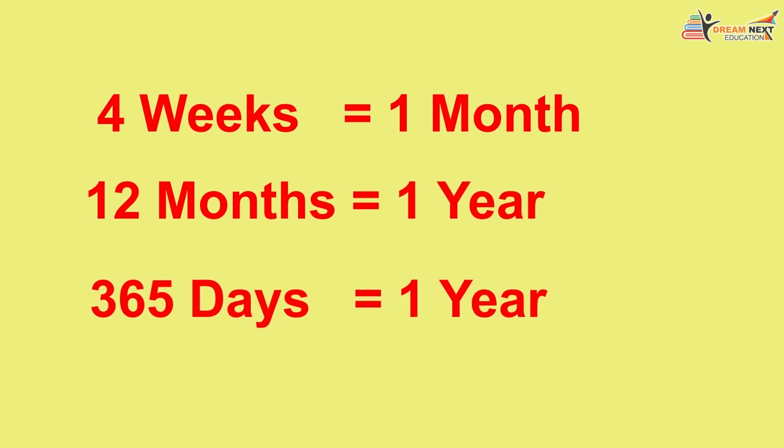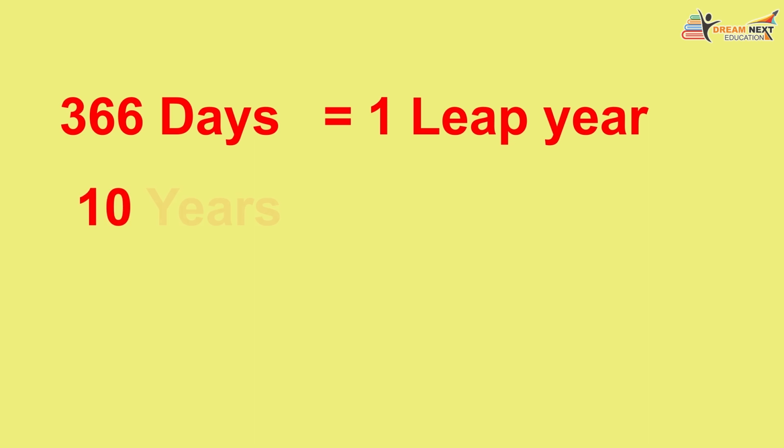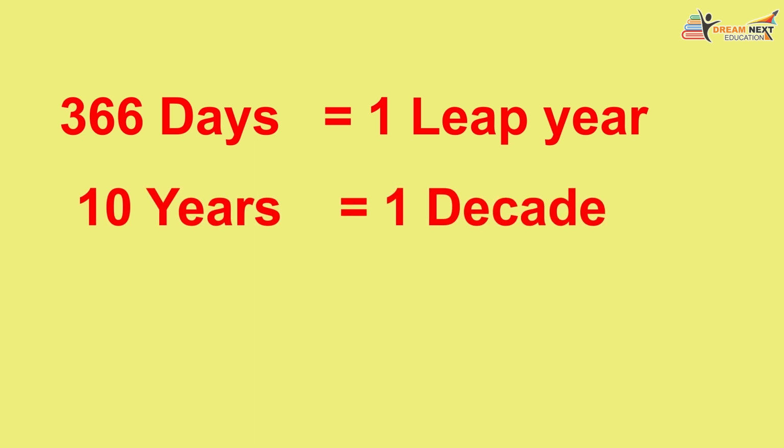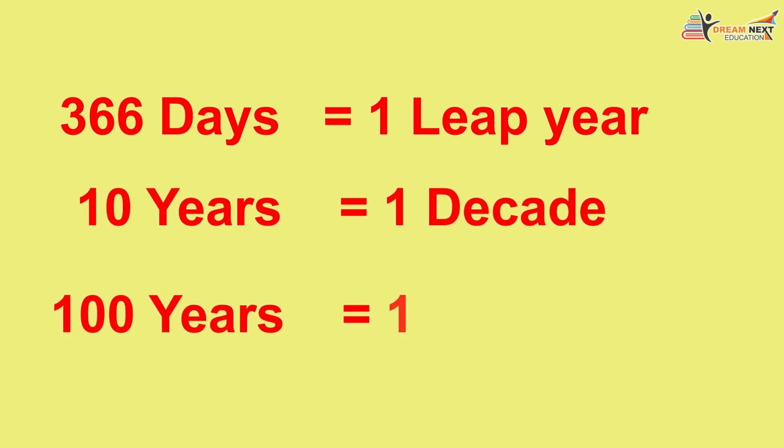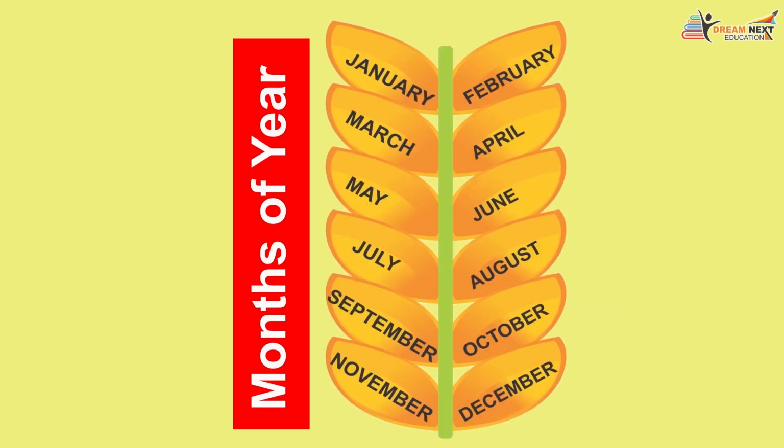365 days is equal to 1 year. 366 days is equal to 1 leap year. 10 years is equal to 1 decade. 100 years is equal to 1 century.